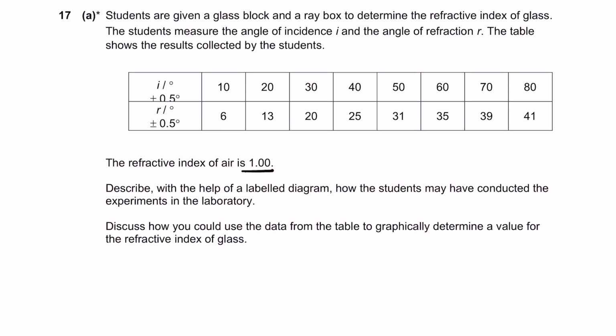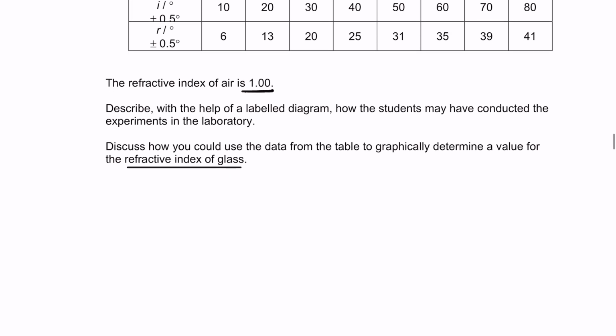Because I know I need to work out the refractive index of glass, and I am given the refractive index of air, I will use Snell's law. This is just a bit of background information: I know that N1 sine I is equal to N2 sine R. Worth remembering if you don't already. Now, N1 is already 1, so this sort of disappears.